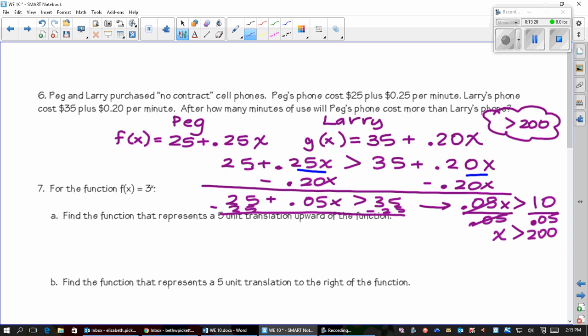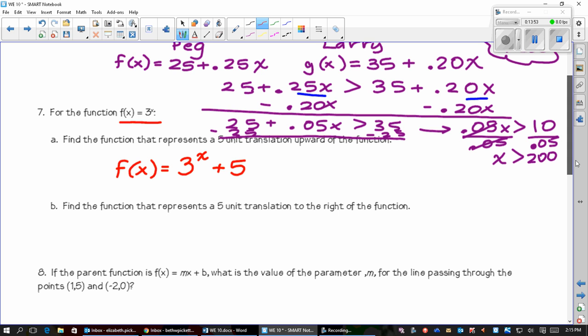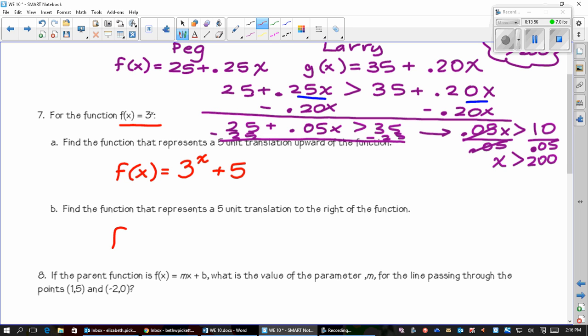Okay, all right, number 7. We have our exponential function, 3 to the x. Find the function that represents a 5-unit translation up of the function. We have learned that anything that's added or subtracted is going to cause a shift or a translation. If the function moves up, then that means that the 5 was added outside of the function. And then for part B, if the translation is to the right or to the left, that means it was contained within the function. So it's in the exponent with x.